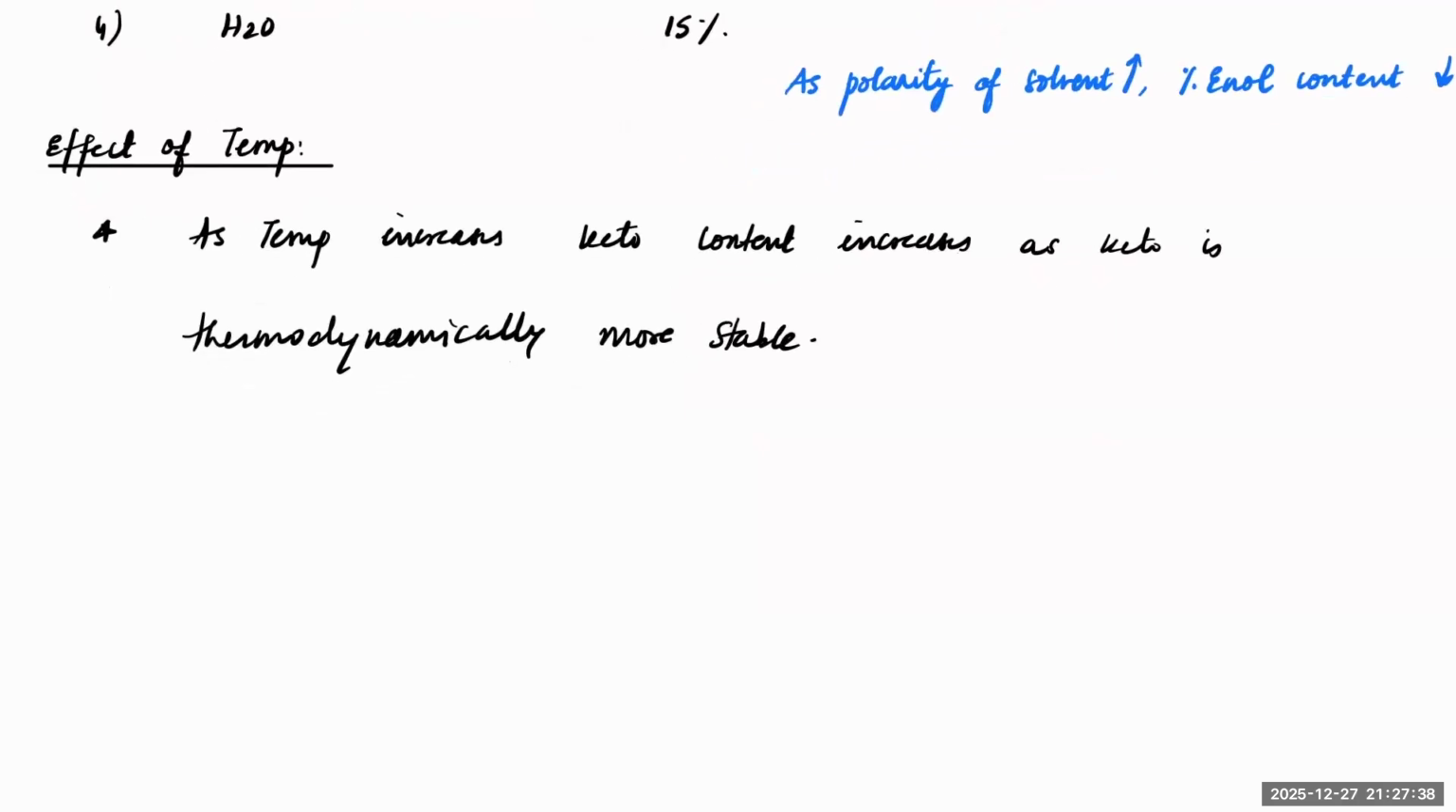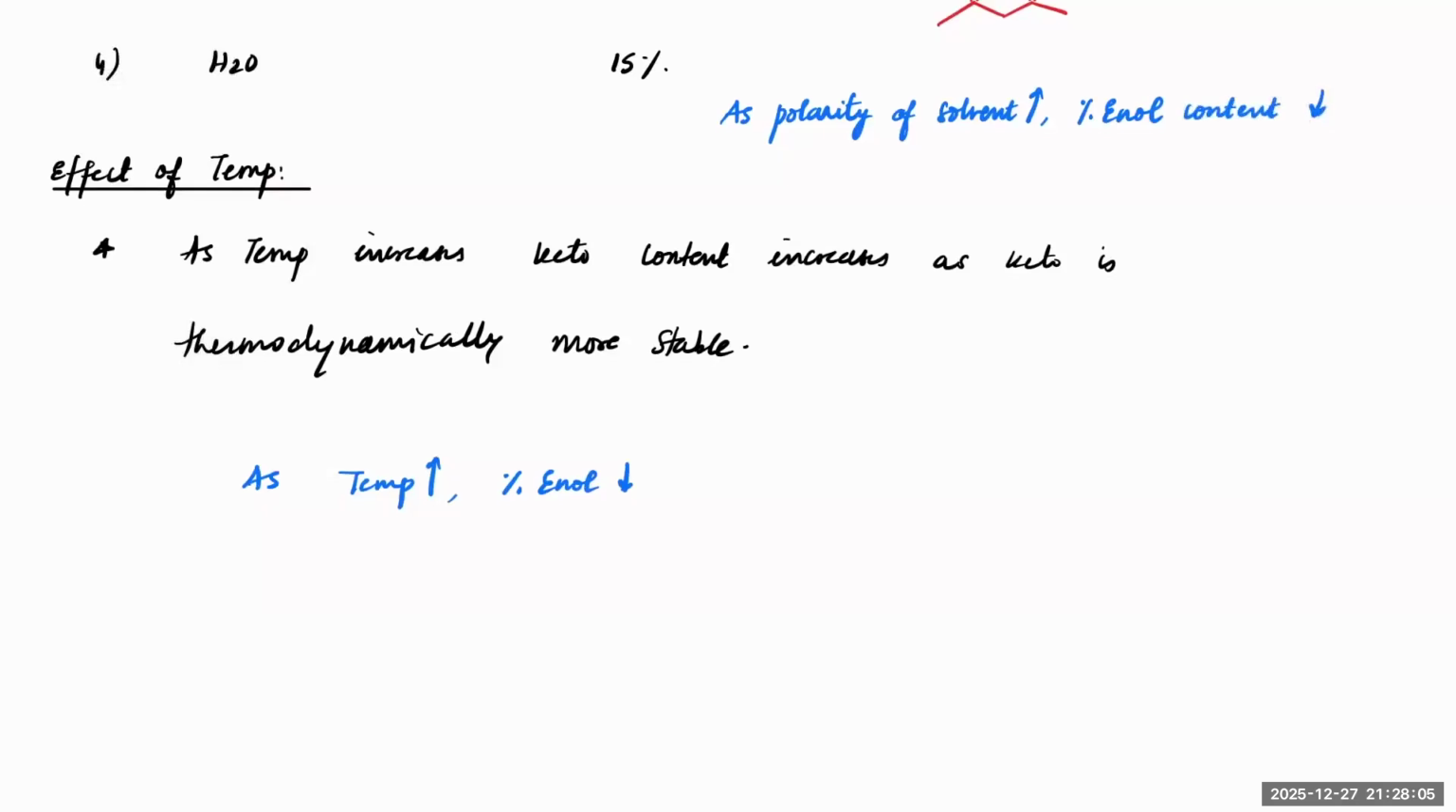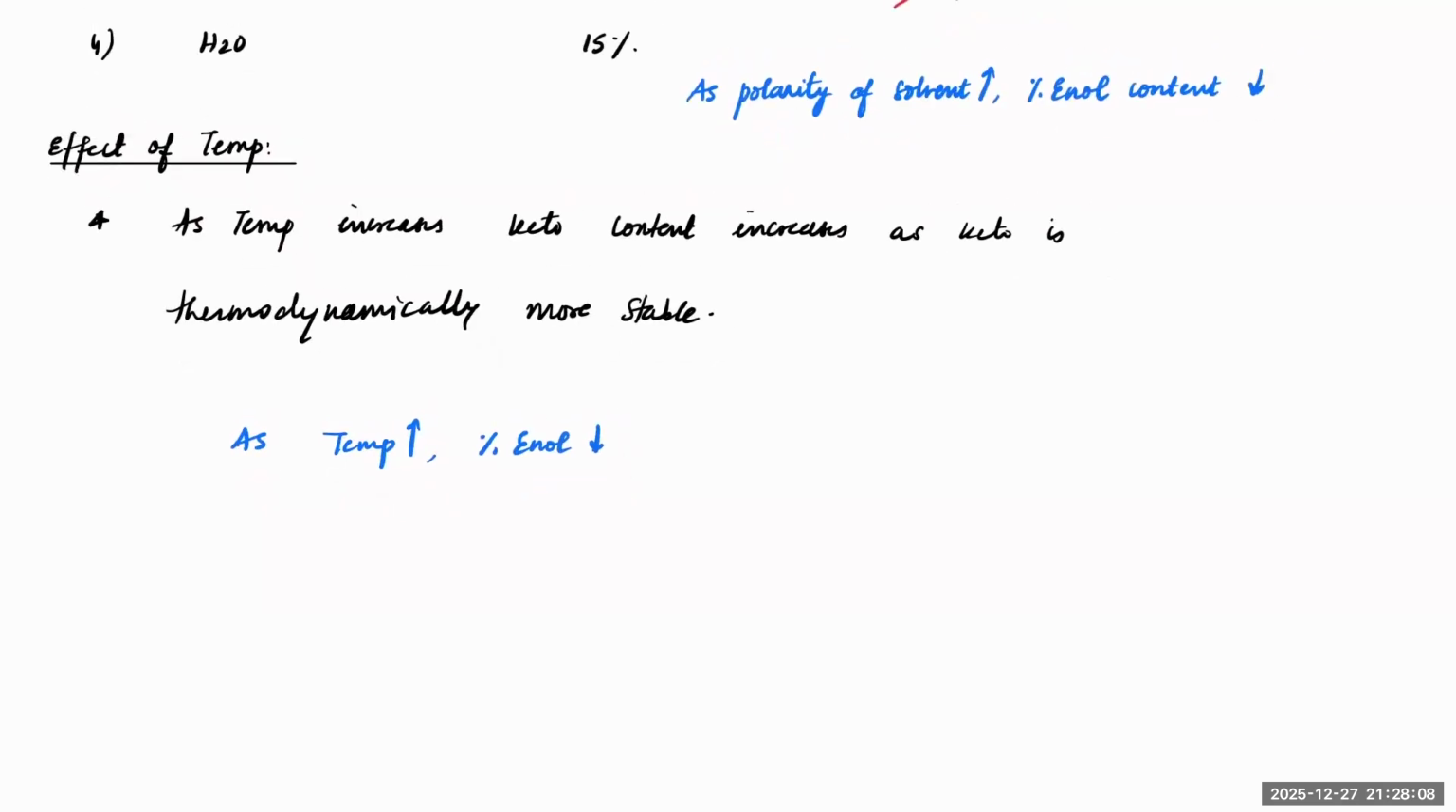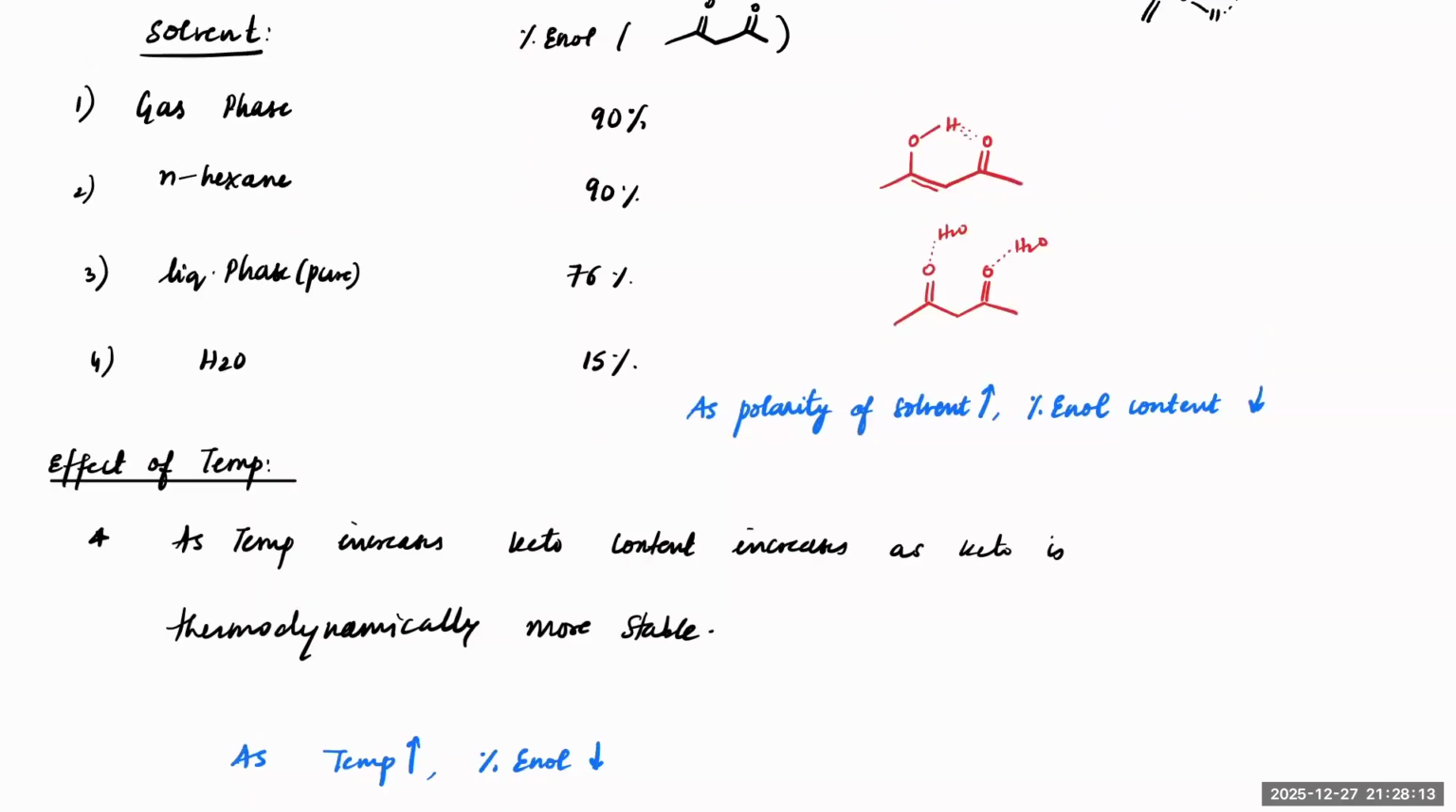Next, what is the effect of temperature? See, as long as the temperature is increased, thermodynamically, because ketone is more stable, the ketone content will increase and the enol content will decrease. So remember, as temperature increases, percentage enol content decreases. Okay, and percentage keto content will increase. Okay, right. So these are all the factors which are affecting the percentage enol content. Clear, everybody?